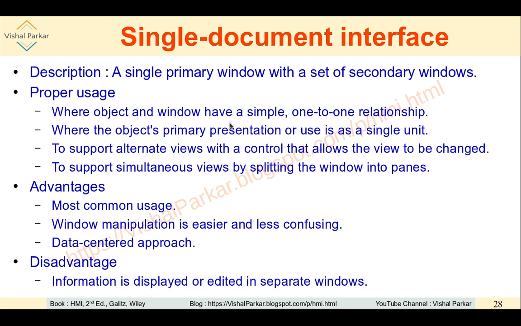So for every object, for example, that file, one window will open. It is used where the object's primary presentation or use is as a single unit, single document, single image, etc. To support alternate views, a control allows the view to be changed. So there may be different views of that file that can be allowed. To support simultaneous views, the window can be split into 2 or more panes. The advantage is that it's the most common usage.